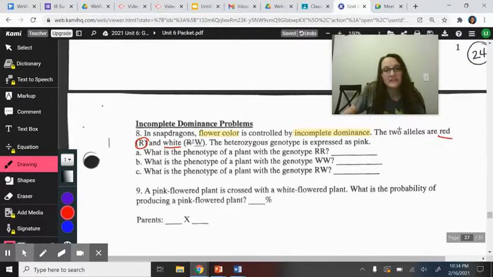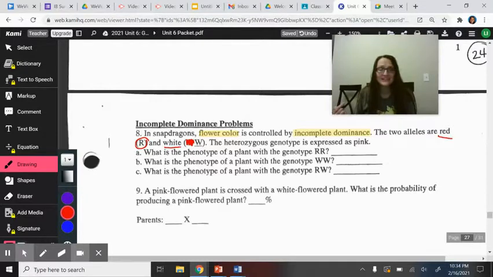Now, originally, I had this where it said R prime. I've decided that for our particular grade level and our particular level of understanding that is needed, not to teach all the R prime part. So I'm just going to mark that out. And instead, I'm going to leave that W there to let you know that W stands for white instead.